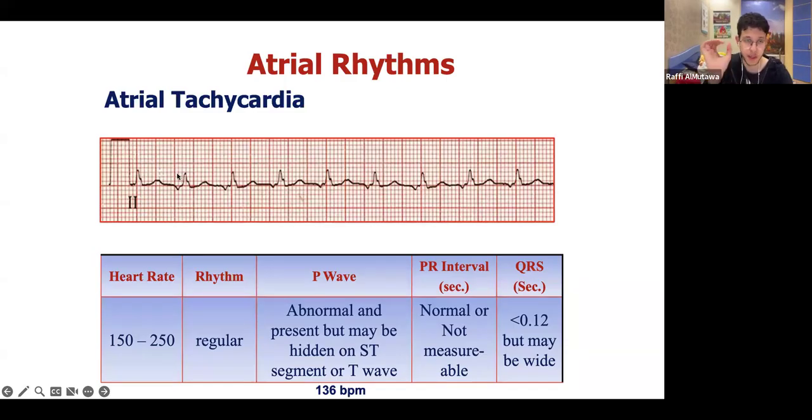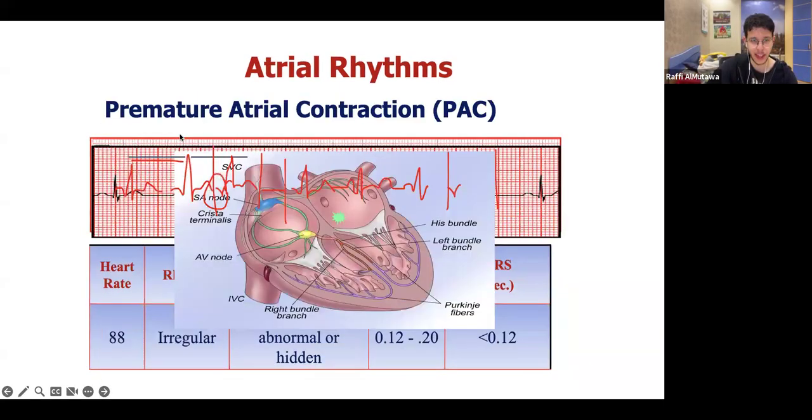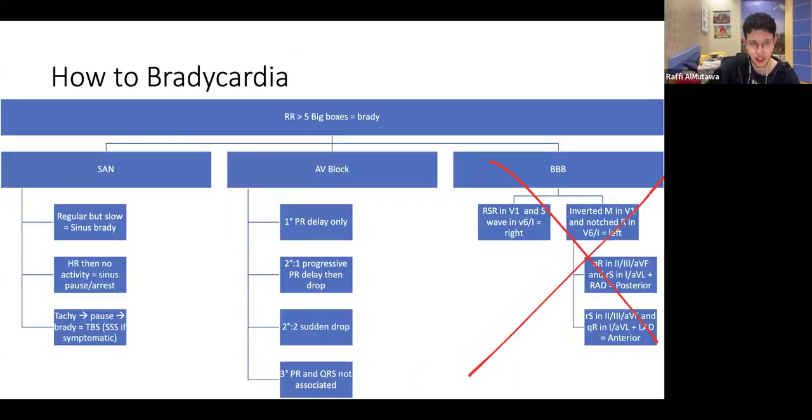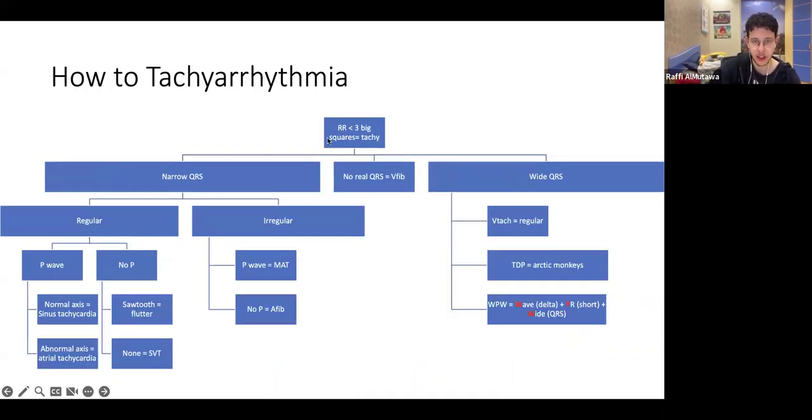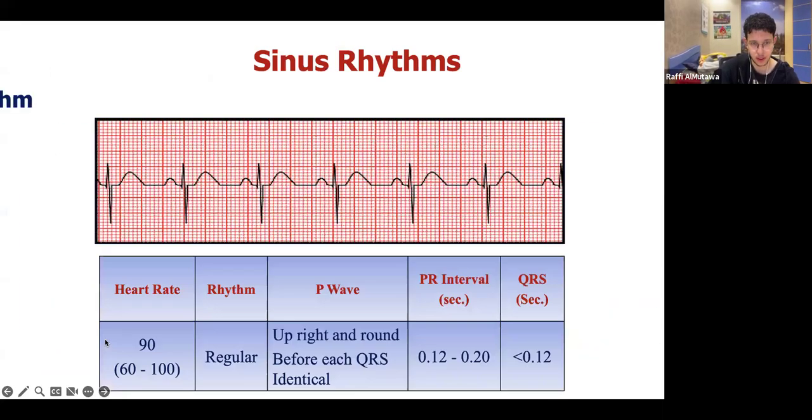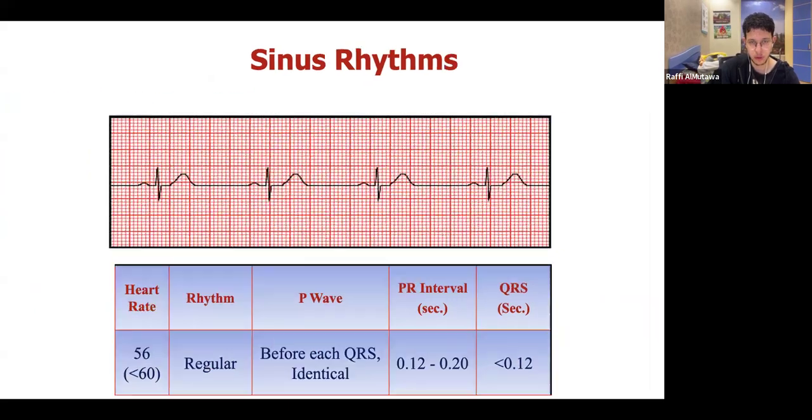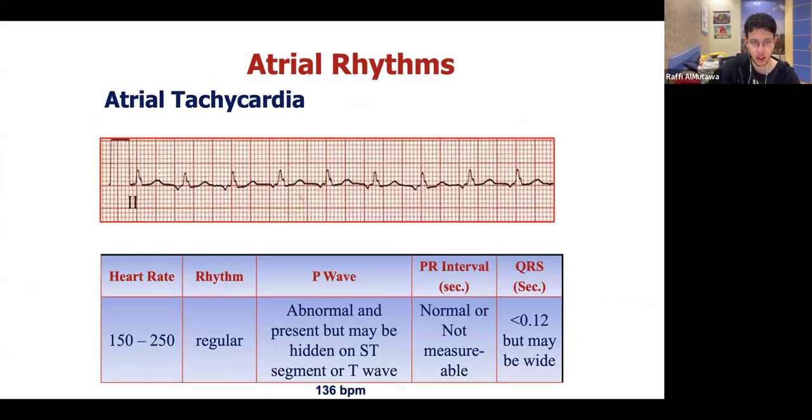So how did we get to this? We said look at the P wave. For the atria, you look at the P wave. If there's an abnormality with the P wave and everything else is fine, this is atrial tachycardia. And that's why, if you were to refer back to this, RR is less than 3, QRS was narrow, and the P wave existed and it was regular, but the axis of this P wave was abnormal. As a result, we call this atrial tachycardia.